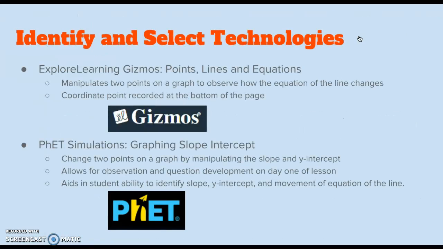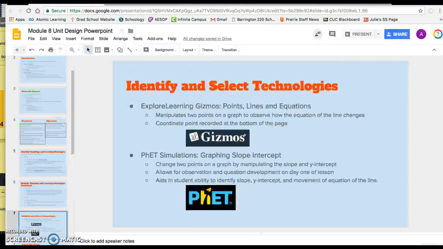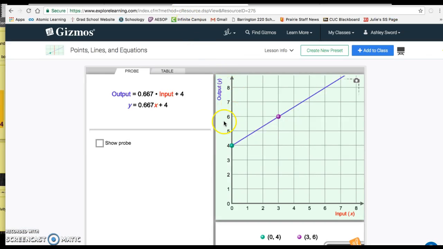The main technology used will be Gizmos and PhET interactive simulation software. The Gizmo, titled Points, Lines, and Equations, allows students to manipulate 2 points on a graph and view how the line changes. When the student moves a point, its new coordinate is given at the bottom of the page.